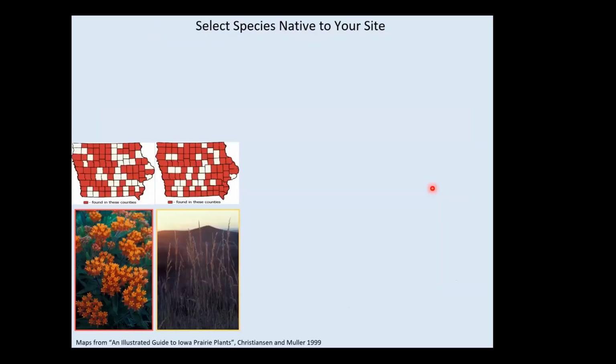So how do you pick species native to your site? You use range maps, distribution maps, that can be found. These maps come from the Iowa prairie plants website, which I'll show you in just a little bit. Here are 2 examples, butterfly milkweed and Indian grass, that these maps would indicate grew everywhere in Iowa. Yes, there are a few counties that show no voucher for them. That just simply means none was ever collected. Clearly, this kind of pattern means that this species could be planted anywhere in the state.